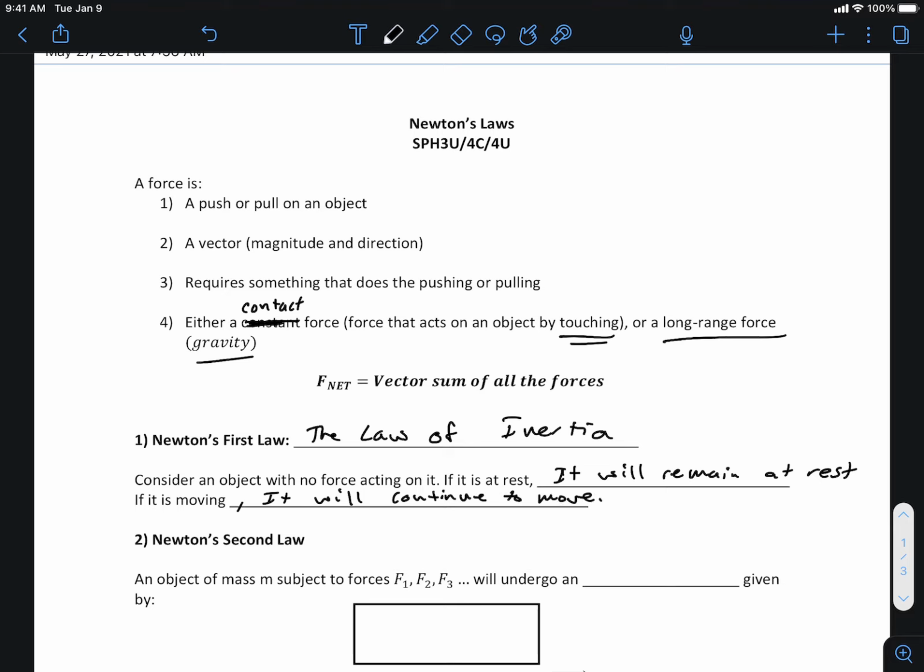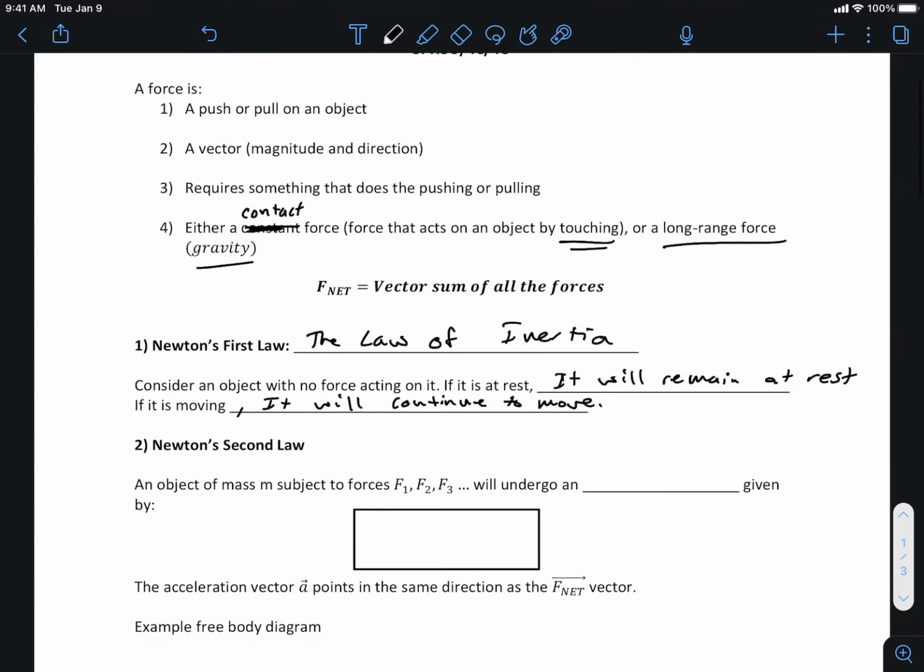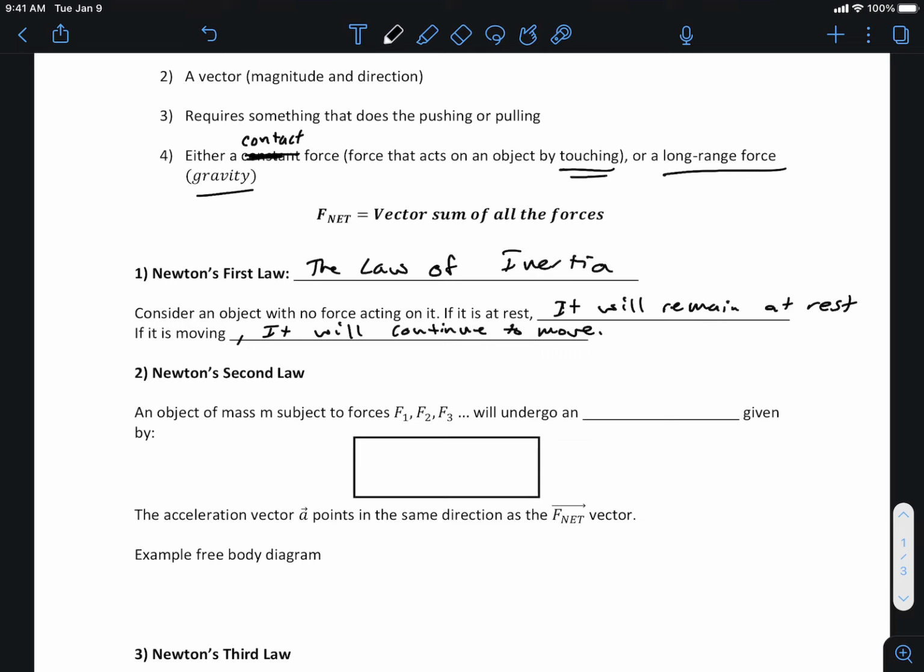Okay? That's like the hockey puck example, right? If there was no friction on the ice and you apply a force with the stick, right? It's going to continue to move, right? Until such time that the ice gets rough enough that there's enough friction to slow it down, right?